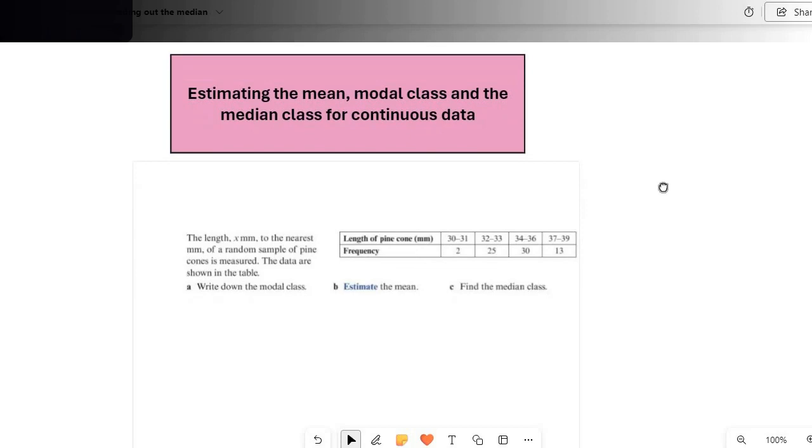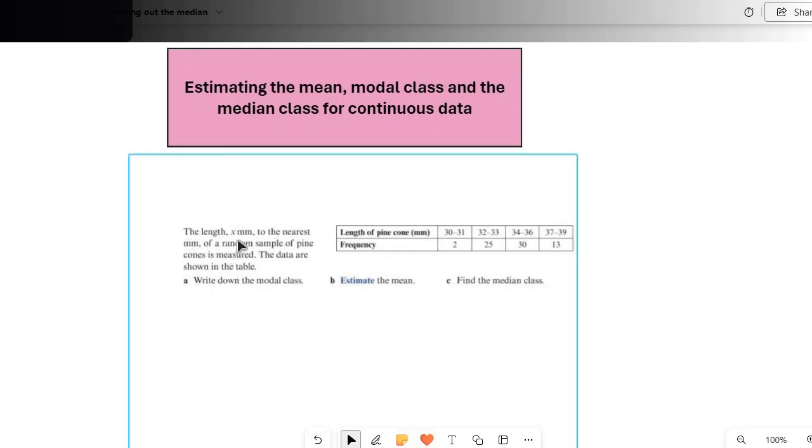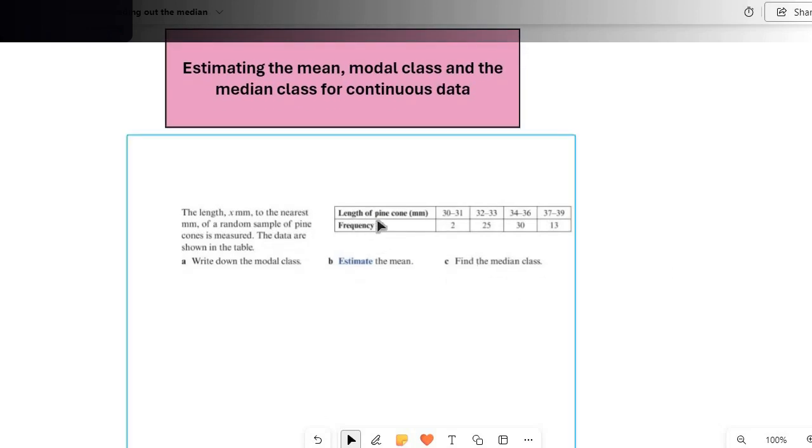For an example, we have this question: the length x millimeter, to the nearest millimeter, of a random sample of pine cones is measured. The data are shown in the table. Here we have a table consisting of the length of pine cone in millimeters and their corresponding frequency. However, there is a main difference between the ones that we did in our previous videos and this one, which is going to be the range of the lengths here.